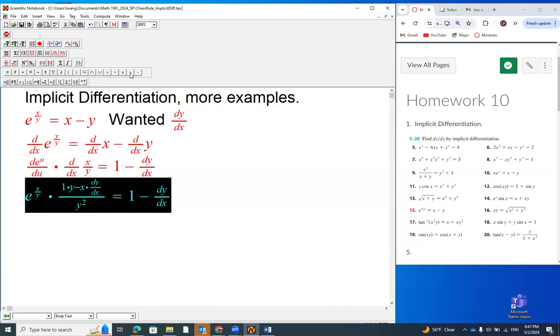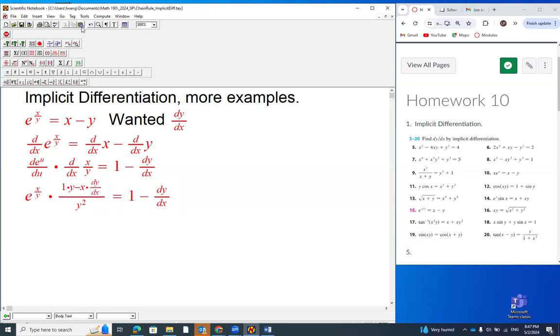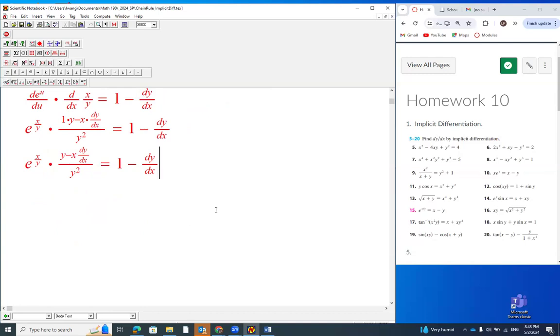And now let's organize it. 1 times y is y, minus x times dy dx. I can remove the dot. We can even remove this dot. It doesn't hurt to have it there, but it's okay to remove it. What we need is to solve for dy dx, which shows up in these two terms. So we have to do some algebra. The rest of it is algebraic manipulation. The goal is to solve for dy dx.